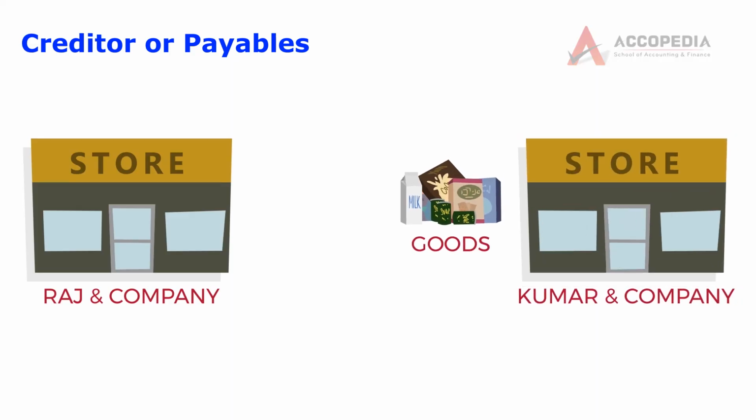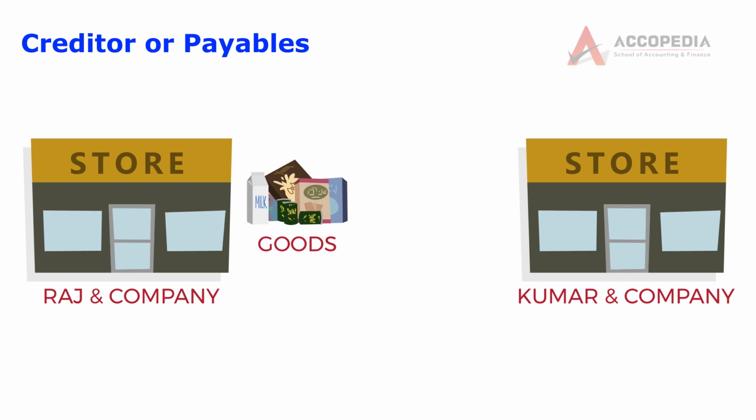We will now discuss another term very commonly used in accounts, creditor. Creditors are also known as payables. Let us say our company, Raj & Company, has purchased raw materials from another company, Kumar & Company. Now we have purchased those goods and we have to pay them, but let us assume that we have not paid them. So what happens? I have received the goods, but I owe them money. I have to pay. It's a payable. So Kumar & Company is a creditor in my books.